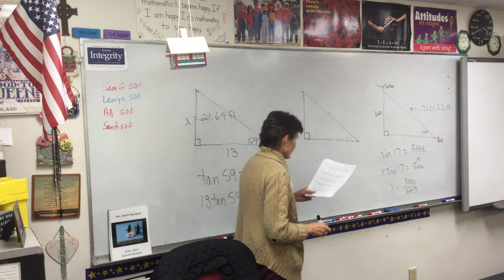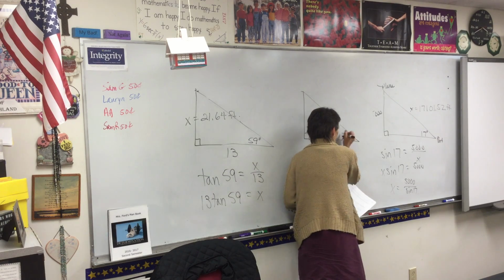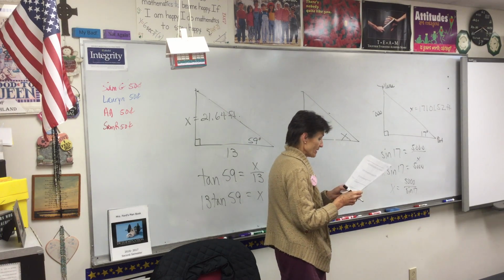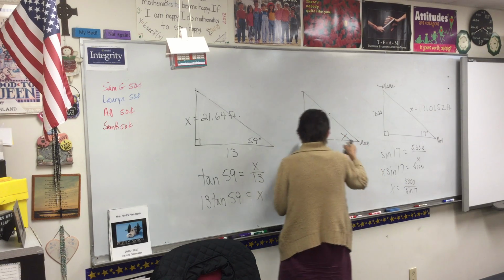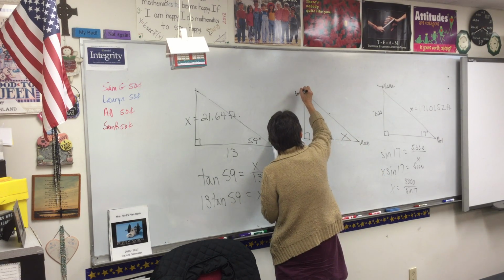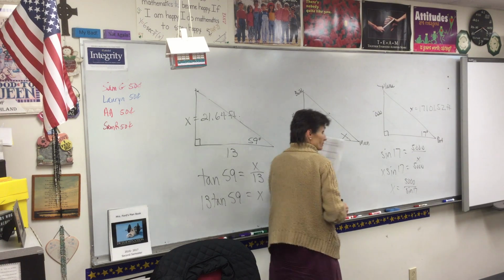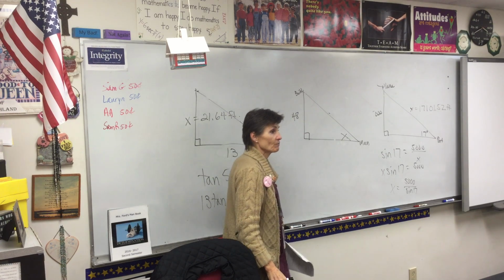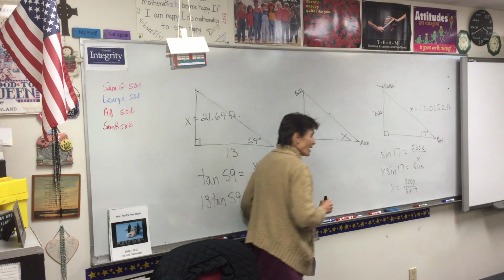Last one. What is the angle of elevation of a man, here's my man, looking up at the top of the building that is 48 feet tall if he is standing 100 feet from it? Where do I put the 100? On the bottom. Hypotenuse? Oh.